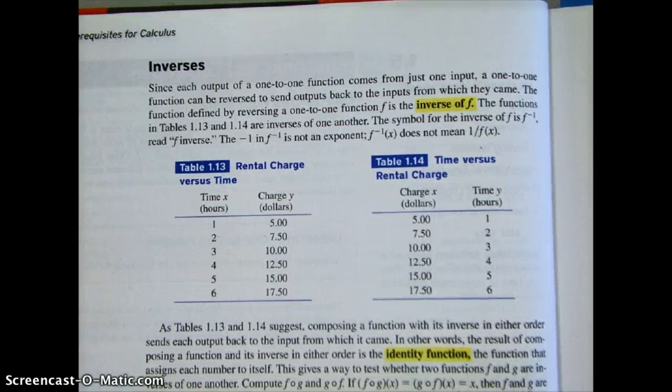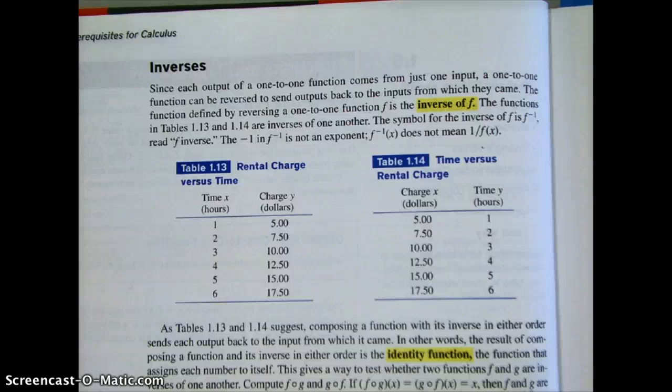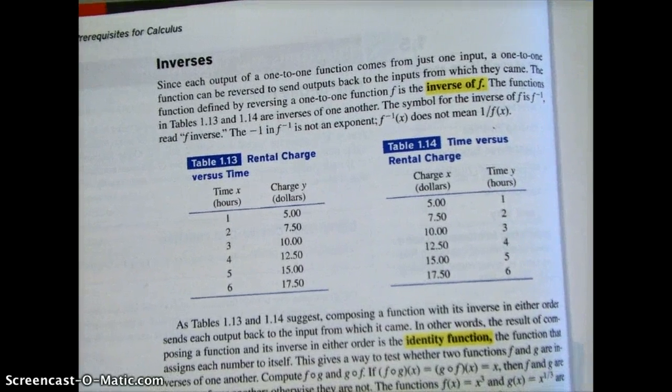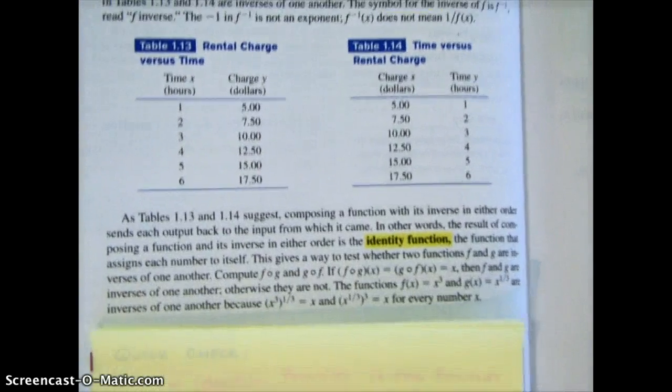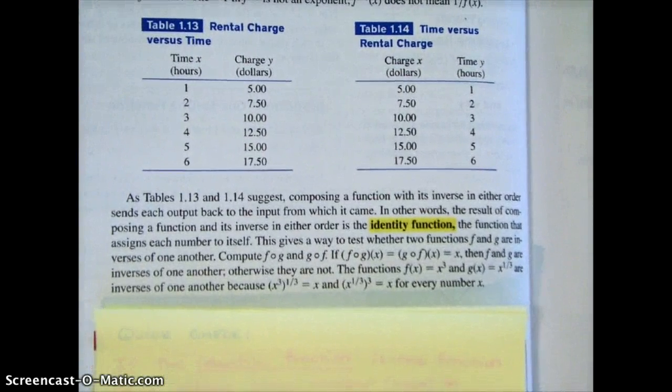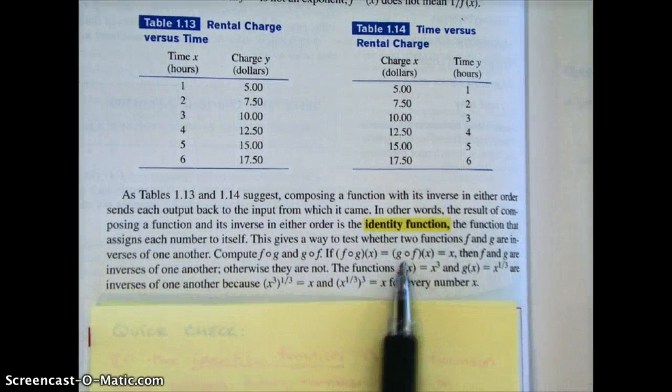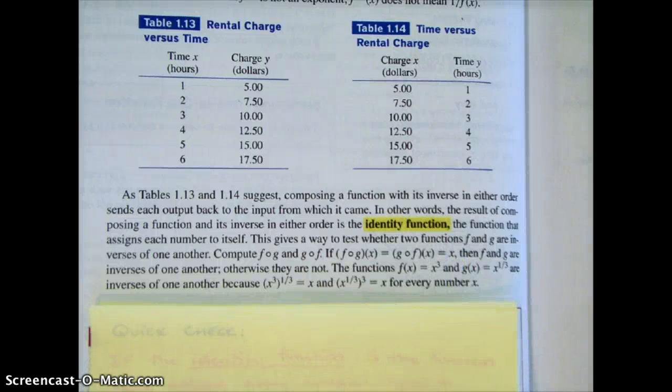In other words, the result of composing a function and its inverse in either order is the identity function, the function that assigns each number to itself. This gives you a way to test whether two functions are inverses. If you compute f of g and g of f, remember that those mean composition of functions, then you should find that in either direction, you get just x back. If you do, then f and g are inverses of one another.